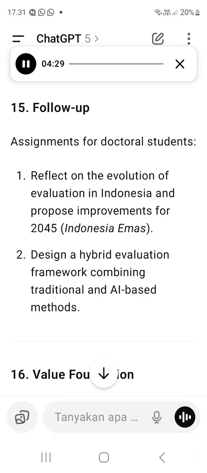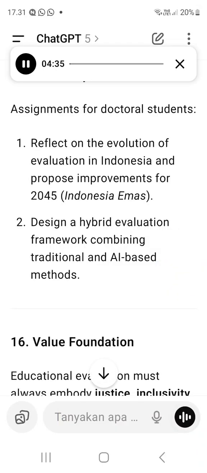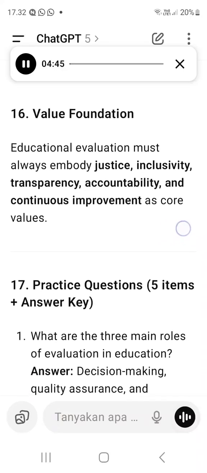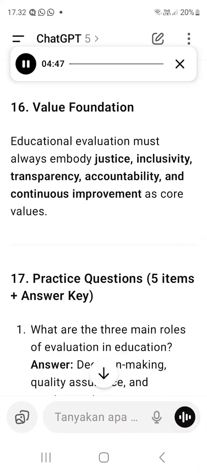Follow-up assignments for doctoral students. One, reflect on the evolution of evaluation in Indonesia and propose improvements for 2045, Indonesia Emas. Two, design a hybrid evaluation framework combining traditional and AI-based methods. Value foundation. Educational evaluation must always embody justice, inclusivity, transparency, accountability, and continuous improvement as core values.